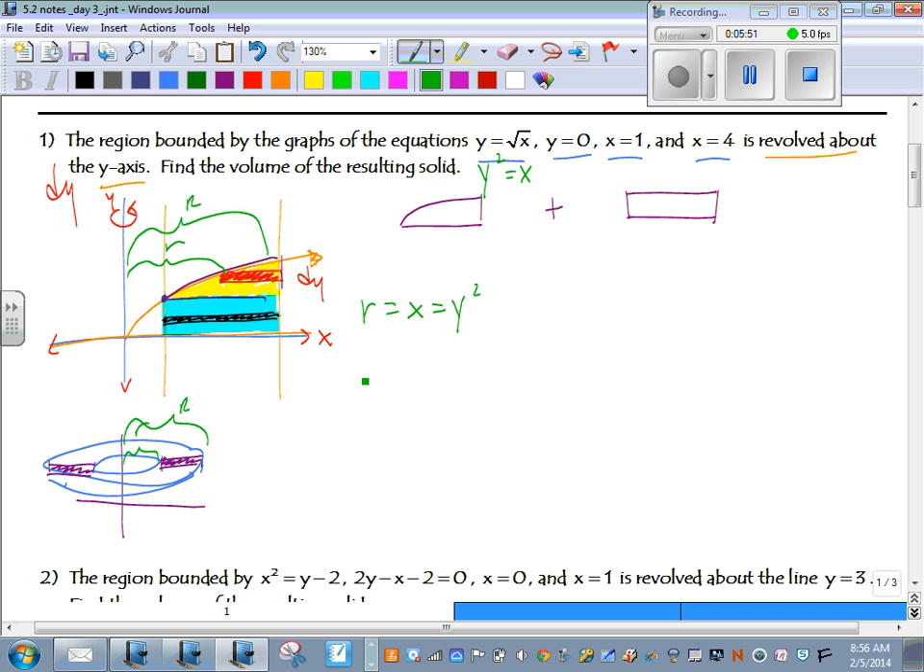Our big radius is going to be the x value of this line. It's already up here. Our big radius is right here. Right? So it's the x value of that line, but what's the x value of that line always going to be? Right, so we have the x value of the line. This was the x value of the square root function.